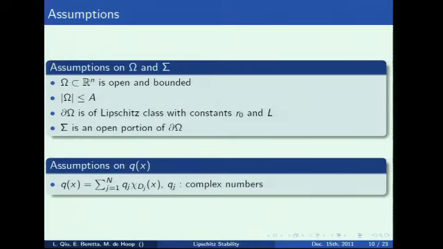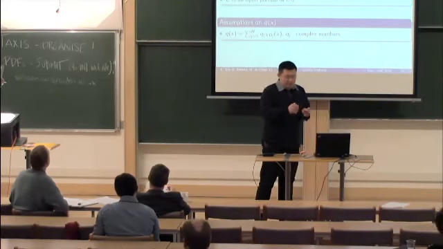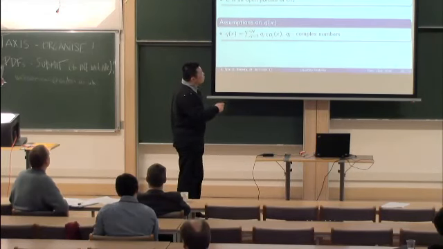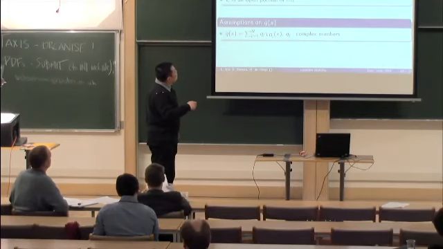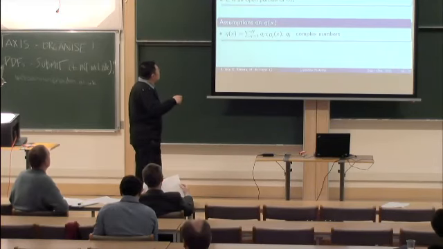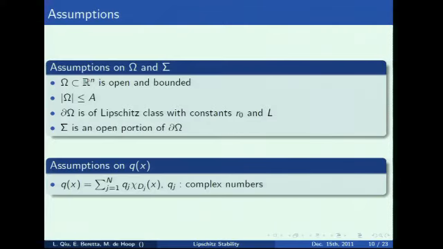Okay, our main result. Those are the assumptions we put on the calculation domain omega, and its accessible part of the boundary, sigma. Sigma here is the open portion of that. So this domain is open and bounded, and the volume of this domain is less than or equal to A. This means the Lebesgue measure of this domain. And its boundary is of Lipschitz class with some constants R0 and L.